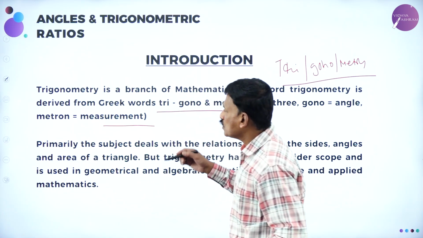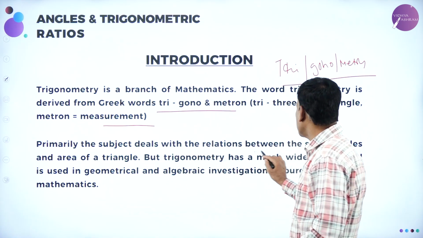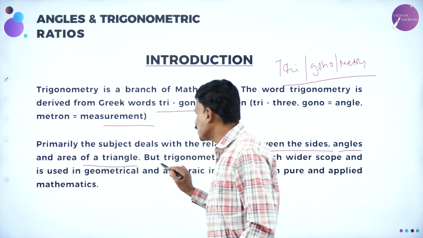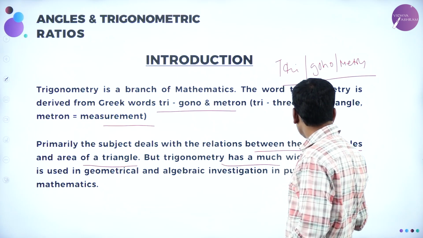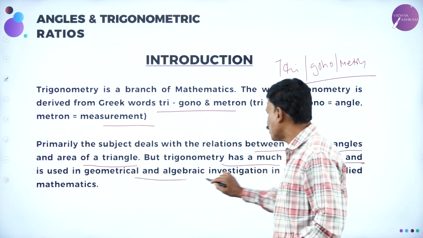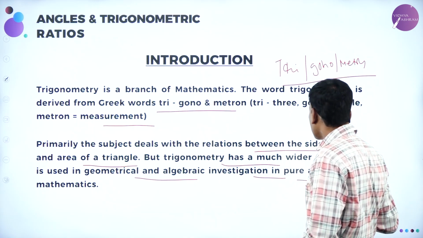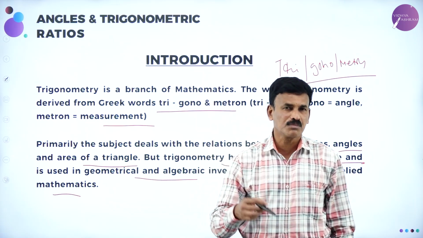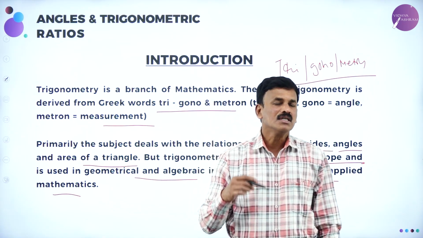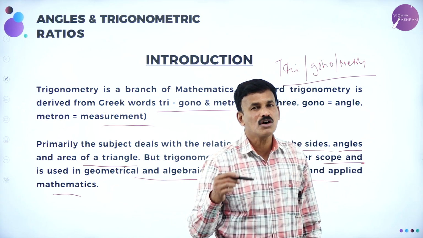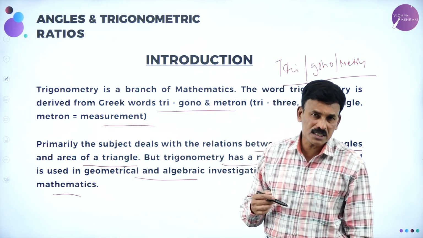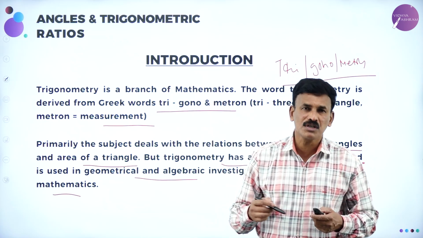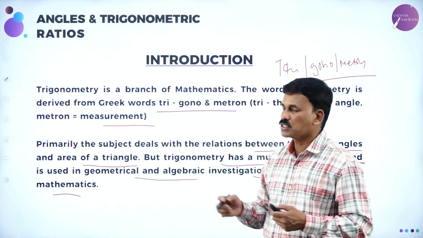Primarily the subject deals with the relation between the sides, angles and area of a triangle. But trigonometry has a much wider scope and is used in geometrical and algebraic investigation in pure as well as applied mathematics. This subject was mainly developed to solve problems in astronomy, that is, the study of heavenly objects. To find the distance between any two planets, we use the concept of trigonometry.